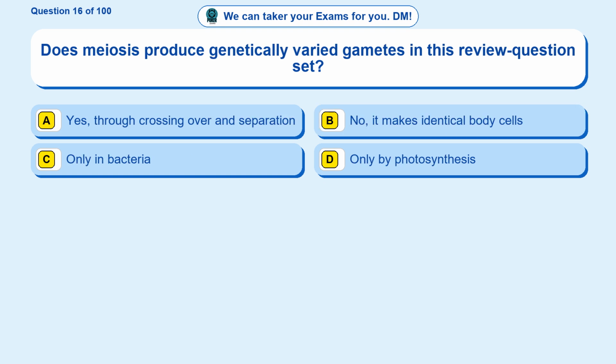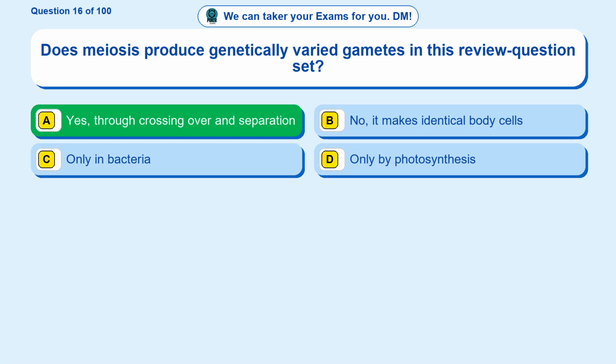Question 16. Does meiosis produce genetically varied gametes in this review question set? Option A. Yes, through crossing over and separation. Option B. No, it makes identical body cells. Option C. Only in bacteria. Option D. Only by photosynthesis.